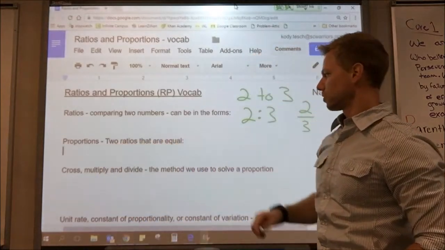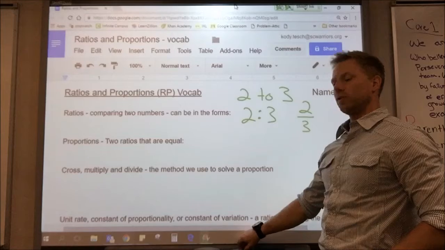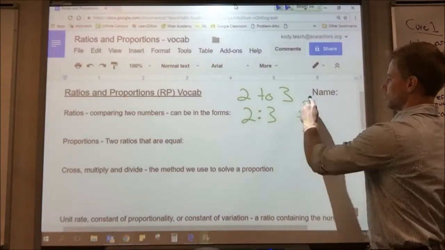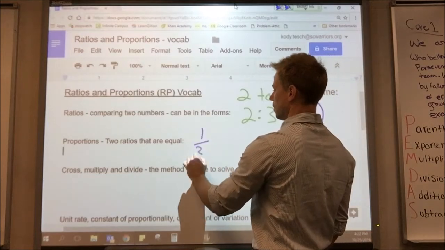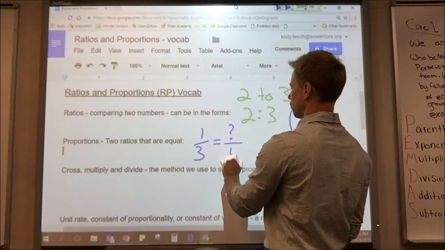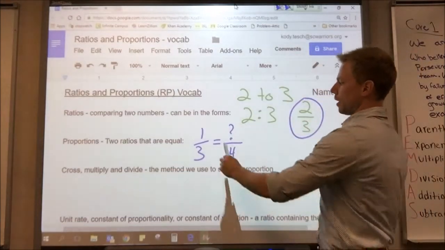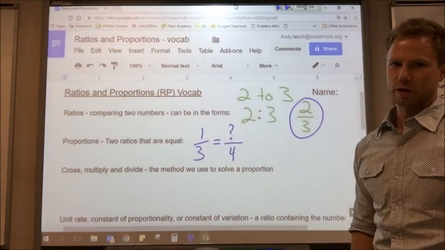Proportions is two ratios that are equal. Now when we start writing proportions, we will always use the fraction ratio. Okay? So we might have 1/3 equals something over 4. And we're comparing these two ratios, and we can also solve for the question mark.